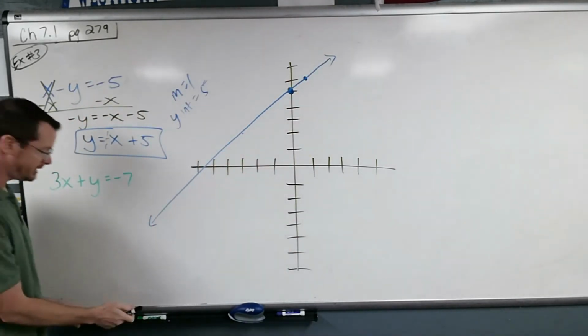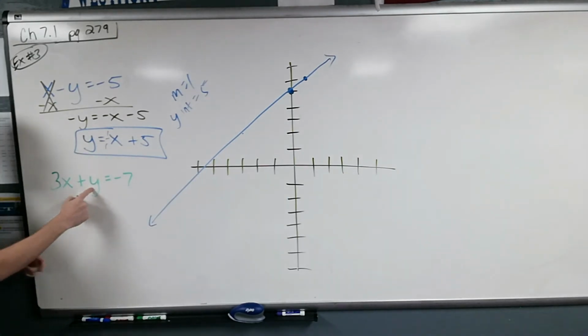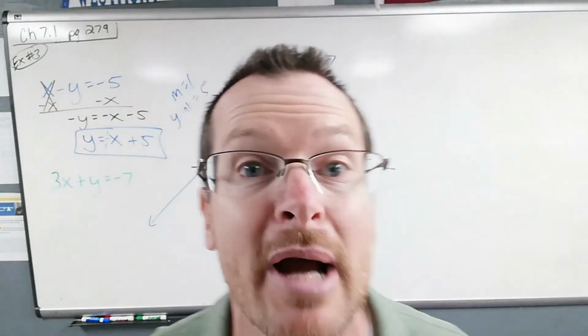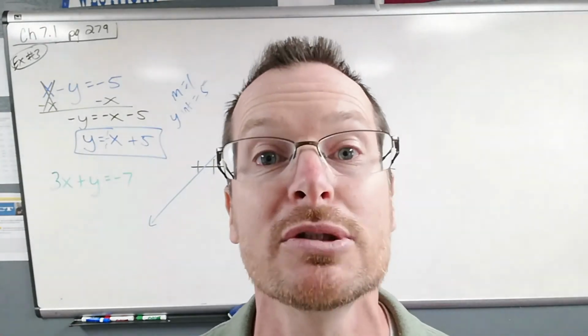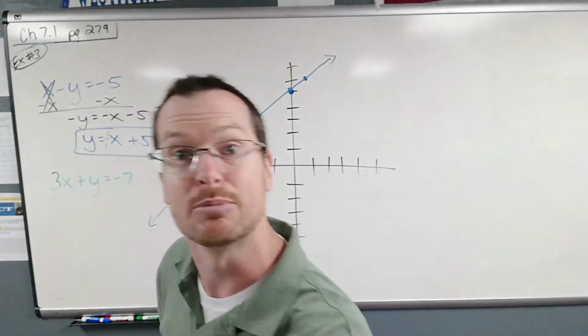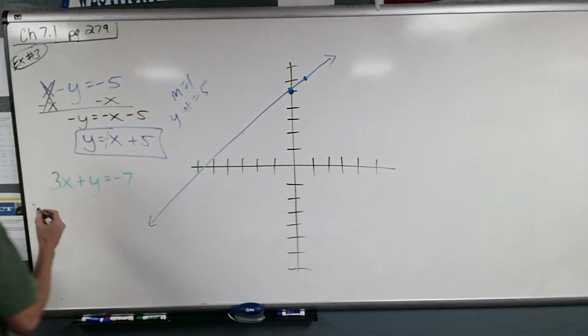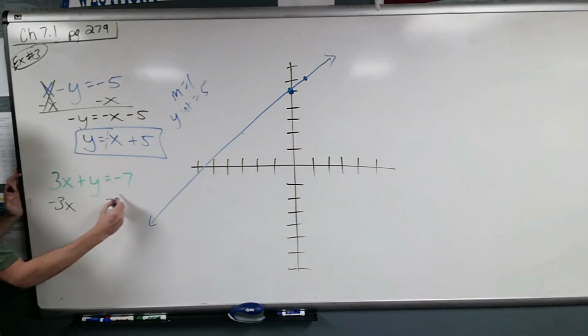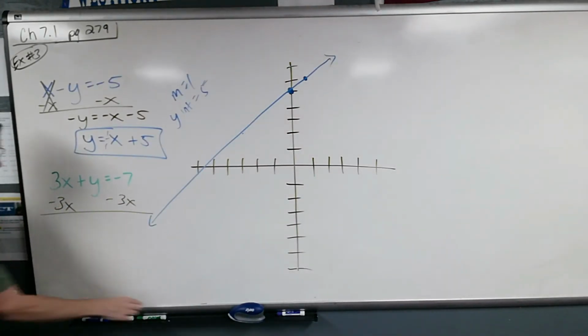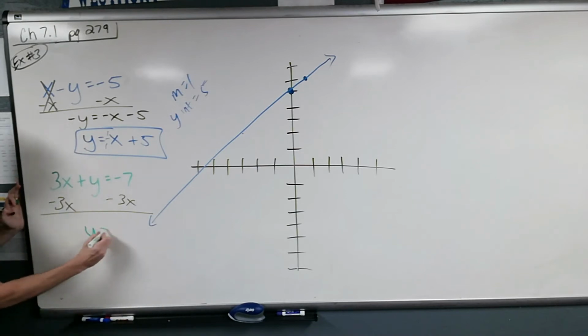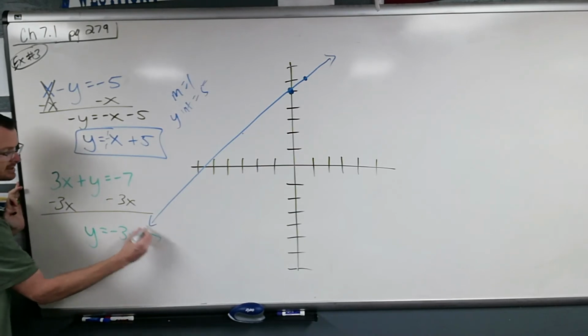Then we're going to deal with green. Dealing with green, I want to solve for y. Because it's not in slope-intercept form, I've got to solve for y. I need y equals mx plus b. So subtract 3x from both sides. So minus 3x and minus 3x, I'll end up with y equals negative 3x minus 7.